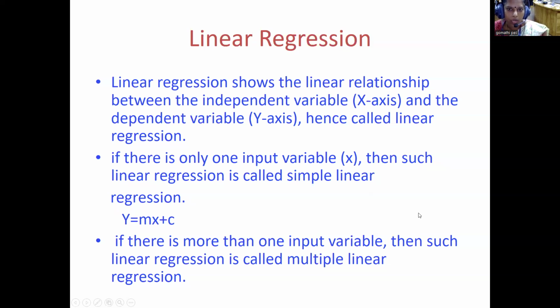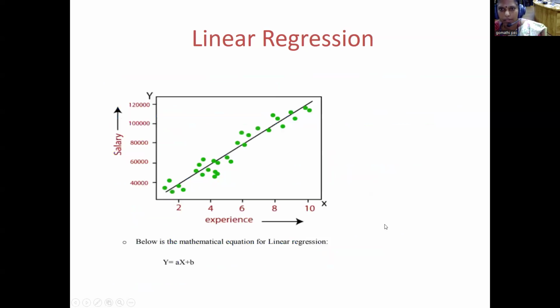If there is only one input variable, then such linear regression is called simple linear regression. Here y equal to mx plus c is the example equation for linear regression. If there is more than one input variable, then such linear regression is called multiple linear regression. This graph shows an example of linear regression. Here we are going to predict the salary of the employee based on the experience. The x-axis shows the independent variable and the y-axis shows the dependent variable. Dependent means target variable. So here salary is the target variable and experience is the independent variable.